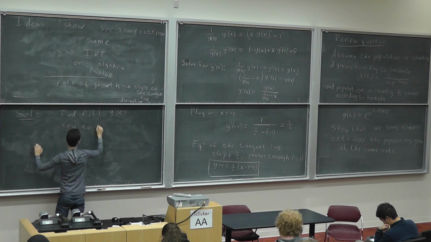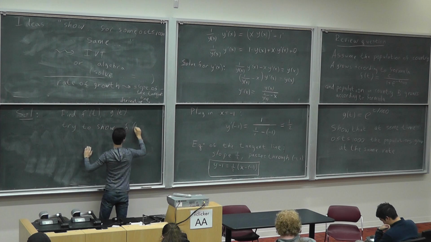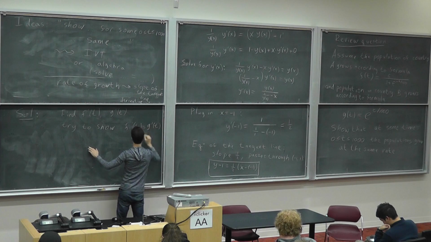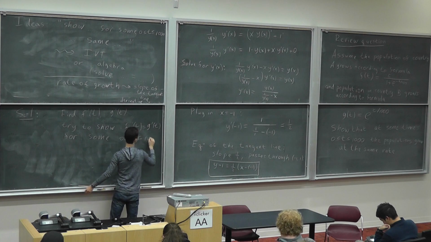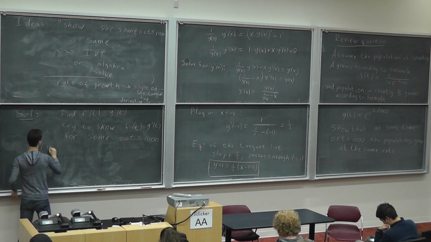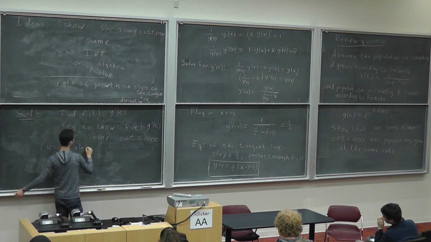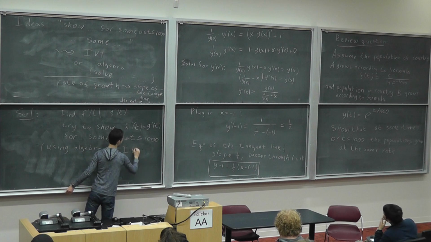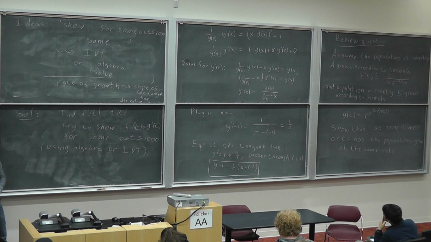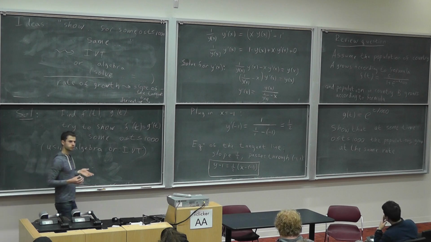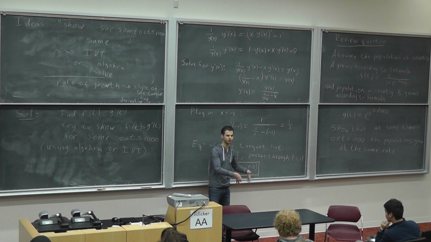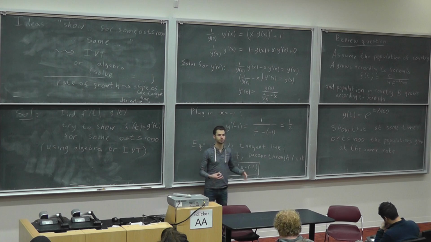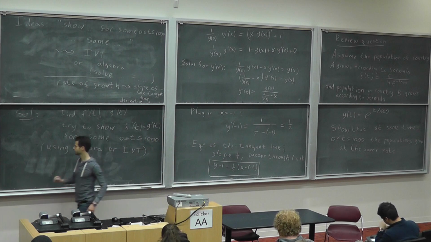Try to show f prime of t is equal to g prime of t for some t between 0 and 1000 using algebra or maybe intermediate value theory. So if one of these two ways works, then we have solved the problem. If both don't, well, we'll have to iterate once again and think harder to find a different strategy. So let's start.